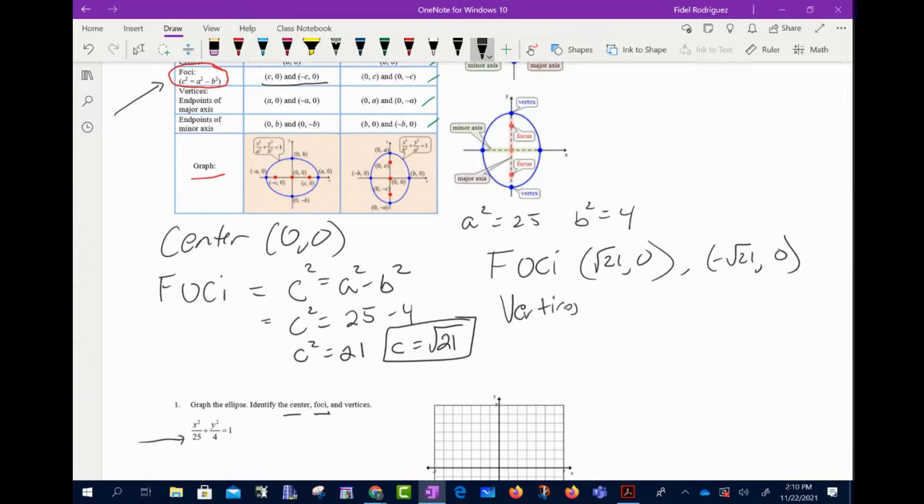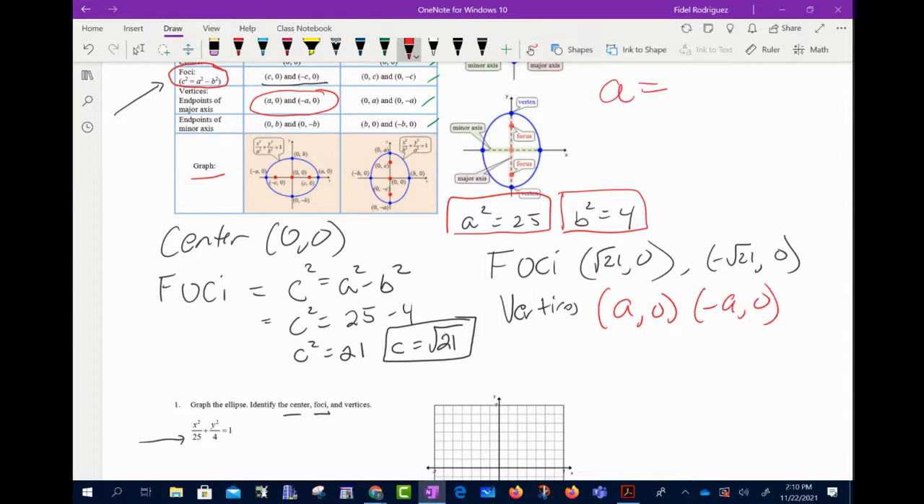Okay. So first thing, y'all, we're going to have two sets of vertices. We're going to have the vertices that are the endpoints of the major axis, and the vertices that are the endpoints of the minor axis. Okay. So look at the major axis. Remember what we said? We already know that a squared is equal to 25, and b squared is equal to 4. So the vertices have points (a, 0) and (negative a, 0).